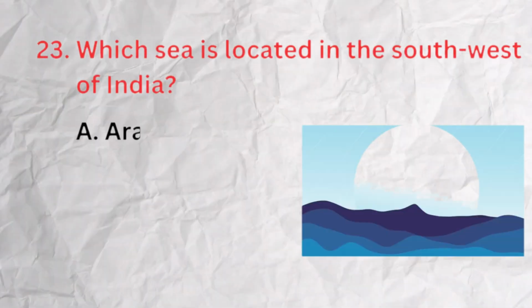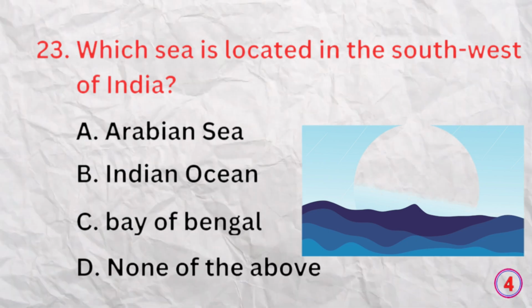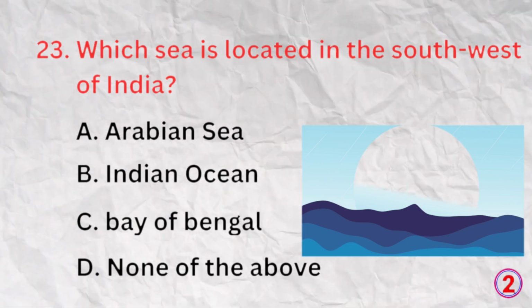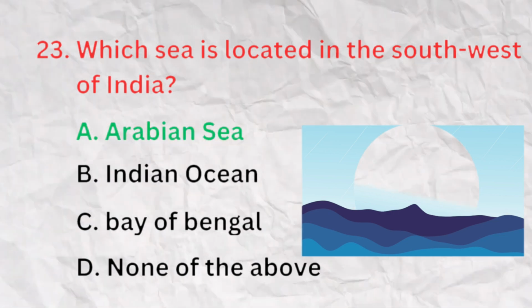Which sea is located in the southwest of India? The correct answer is option A, Arabian Sea.